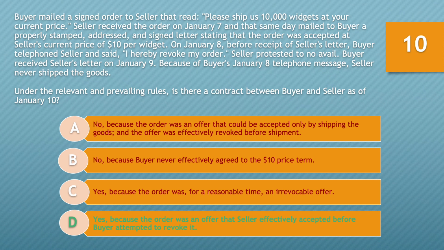Here, seller received buyer's order on January 7th. Seller accepted buyer's offer by sending out a mailed acceptance letter on that same day. Seller's acceptance was effective upon dispatch. Buyer attempted to revoke the offer on January 8th, but seller had already accepted buyer's offer. Therefore, there is a contract between buyer and seller as of January 10th because the order was an offer that seller effectively accepted before buyer attempted to revoke it. So as a result, there is a valid contract as of the day of shipment of the letter.